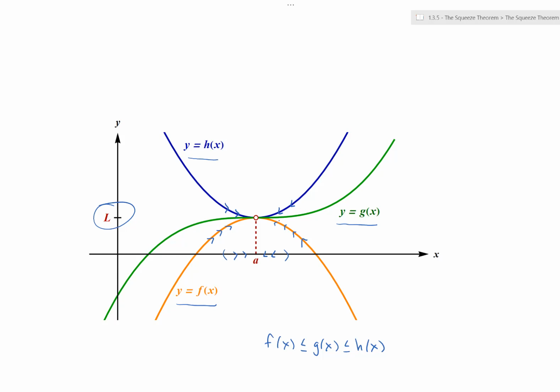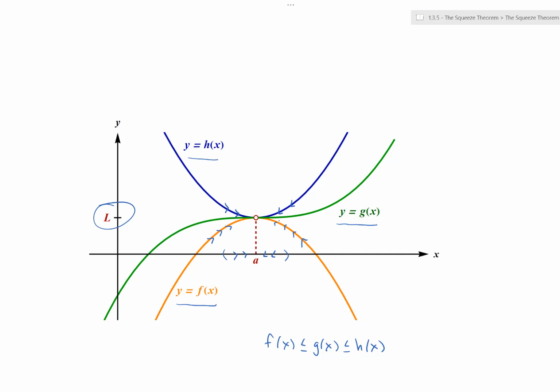Otherwise, that would mean the value of g is either bigger than h or smaller than f, but that would contradict the statement that we are assuming to be true in the conditions. So it's not a proof, but hopefully it helps justify why this theorem is true.